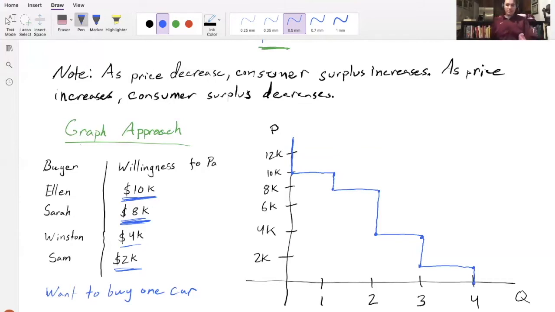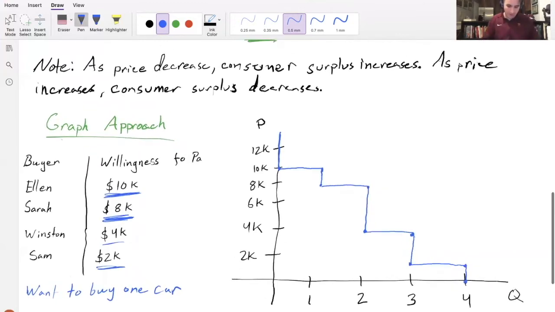So from the willingness to pay, we can just figure out what the demand curve is by figuring out when people enter the market. Okay. So I'm going to actually make the demand curve a little bit bigger.